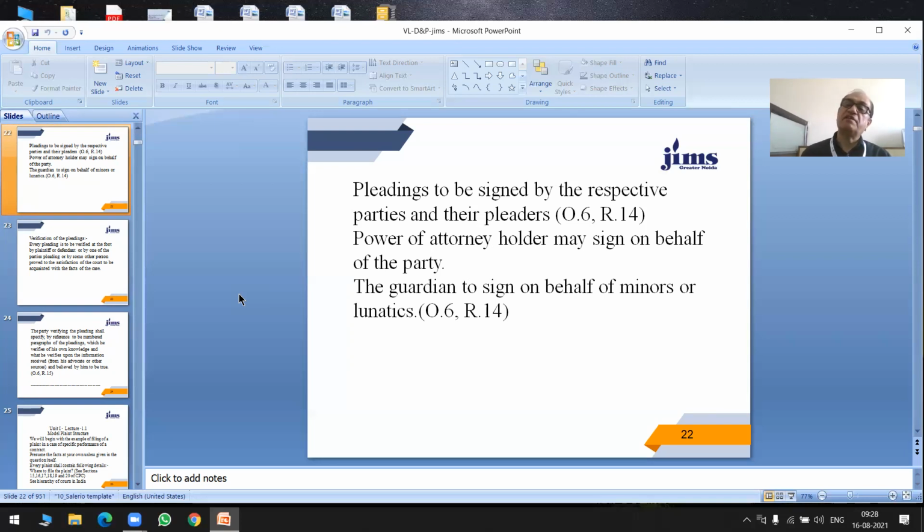If the plaintiff is not available for signing the plaint, the power of attorney holder may sign the plaint on behalf of the plaintiff. Likewise, the power of attorney holder of the defendant may sign on behalf of the defendant. And when a suit is filed on behalf of a minor or lunatic, then of course the guardian will sign the plaint or written statement, as the case may be, on behalf of the minor or lunatic.